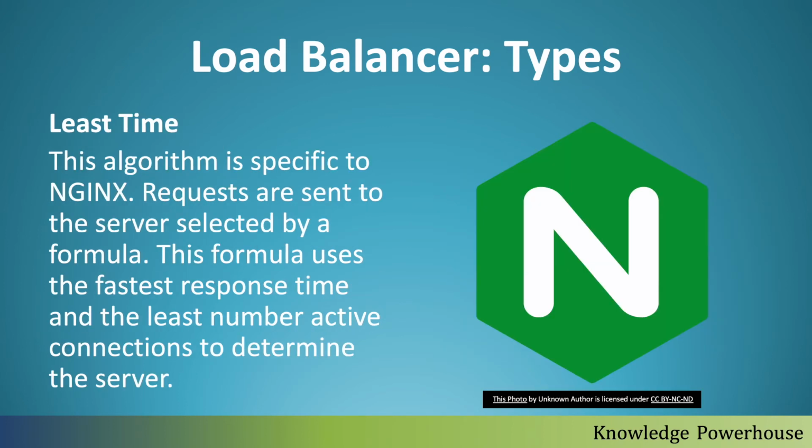Then we have least time. This is an algorithm which is pretty much specific to Nginx. In Nginx, this support is provided and requests are sent to the server selected by a formula. In this formula you can have the fastest response time and the least number of active connections to determine the server. You can have different combinations of this formula, in which least time can be calculated, and based on that, the server that is likely to give the fastest response is the server that gets the request.